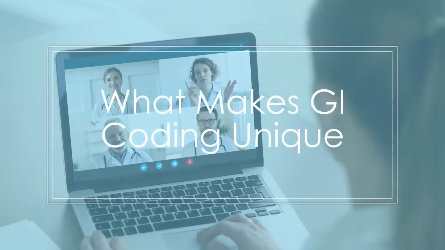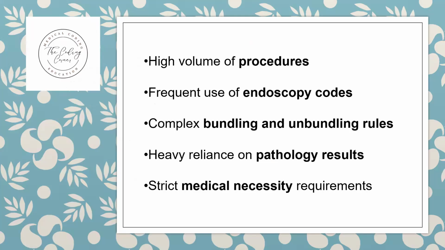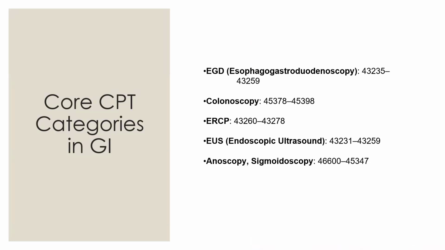What makes GI coding unique? GI coding is one of the most detail-oriented specialties. Many procedures overlap, and documentation must be precise to support the correct code. Understanding the hierarchy of endoscopy codes is essential. These ranges form the backbone of GI coding. Each category has a base code and multiple add-on or more complex codes, depending on interventions performed.